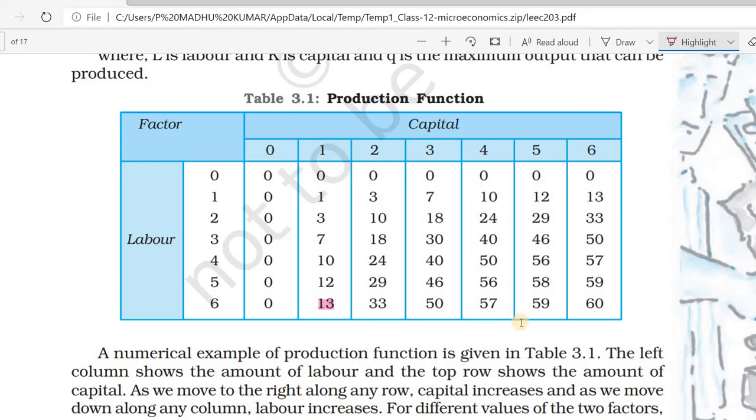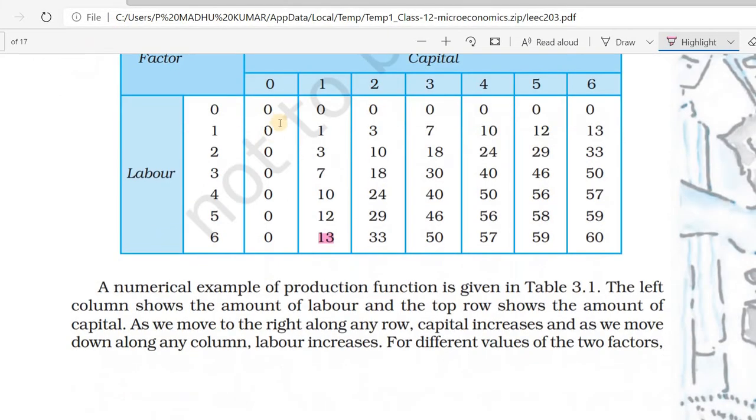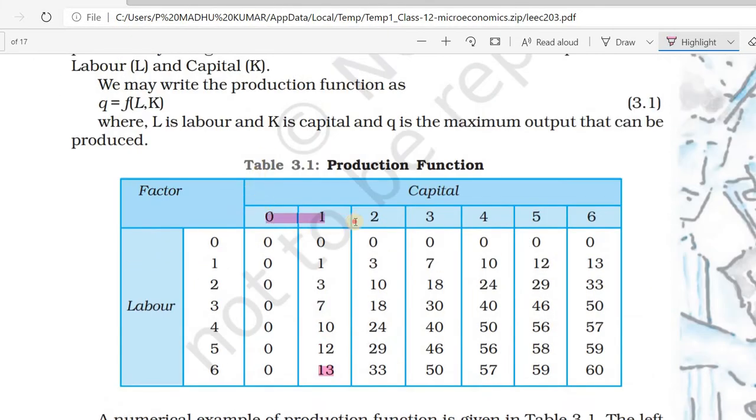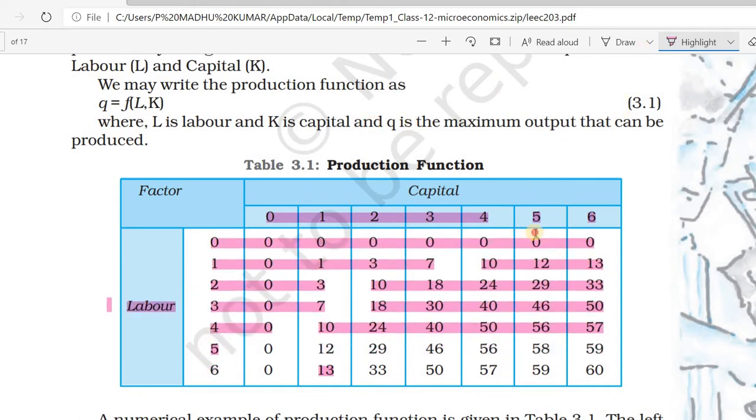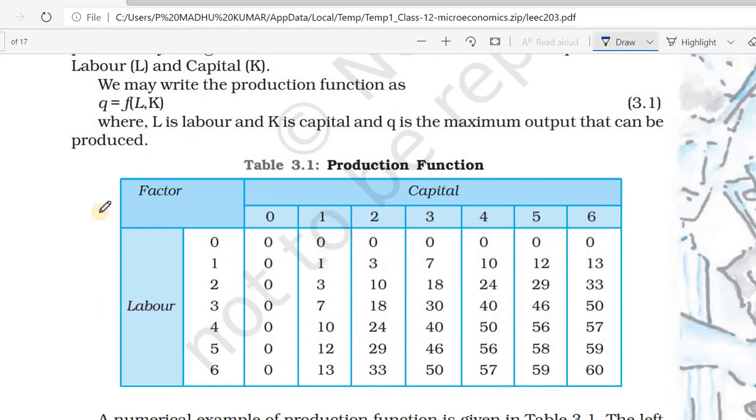When capital increases, as we move to the right along any row, capital increases. As we move down in any column, labor increases. Here, when we are moving right along the capital columns, capital increases. In this column, labor increases: first 0, 1, 2, 3, 4, 5, 6 like that, labor increases.